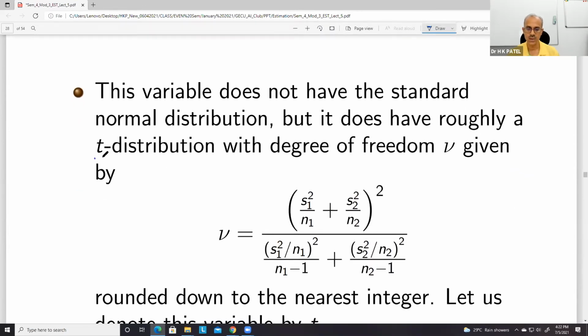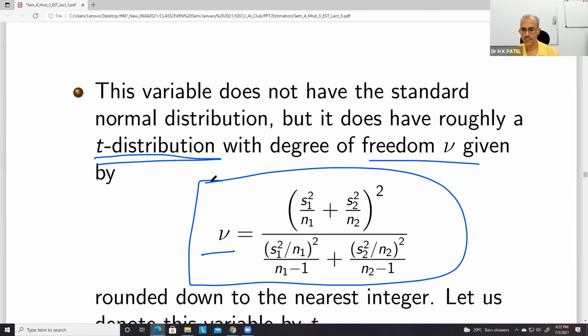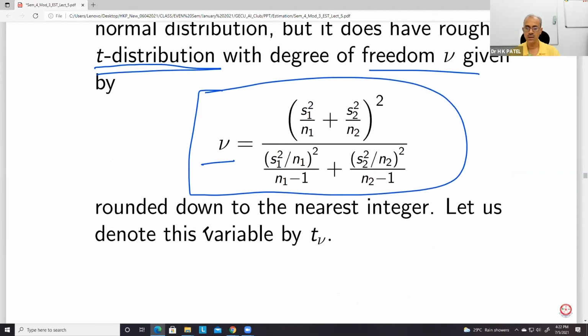It follows t distribution, but the degree of freedom is given by this formula. So this is the degree of freedom in this case. Nu is equal to s1 square by n1 plus s2 square by n2, whole square, divided by this denominator, and rounded down to the nearest integer. So you have to round it down, not up.